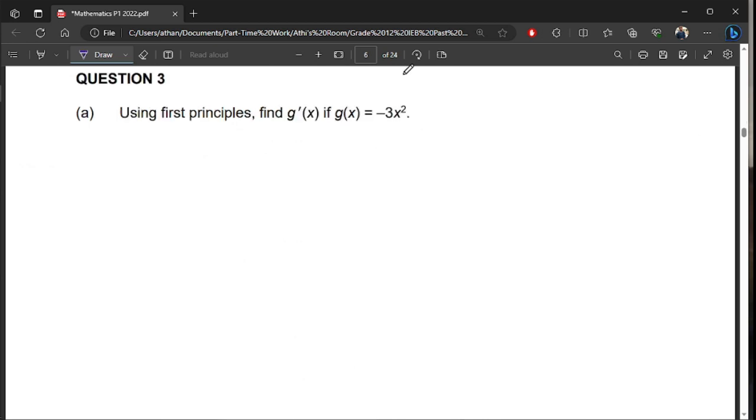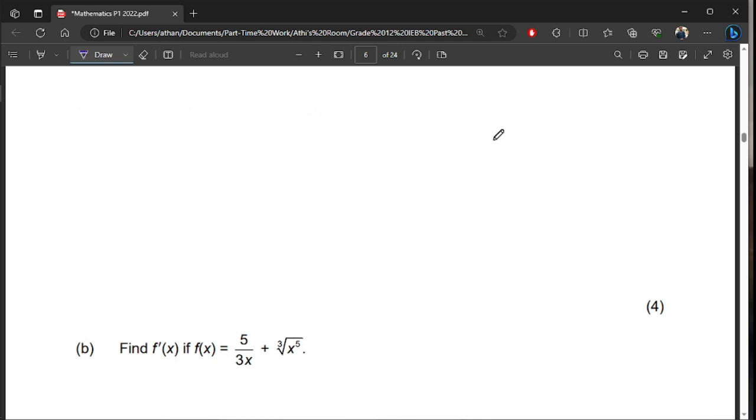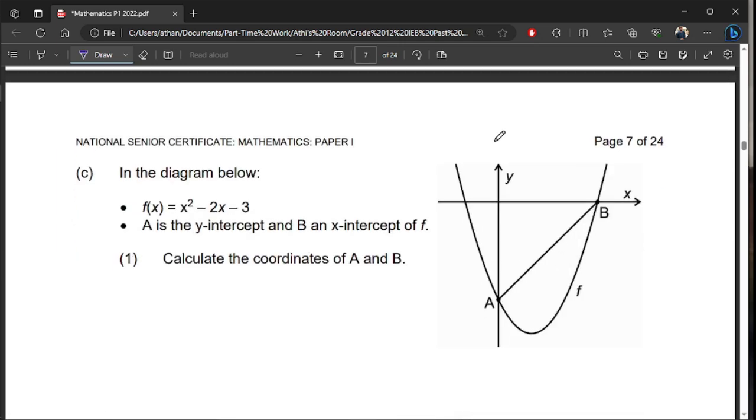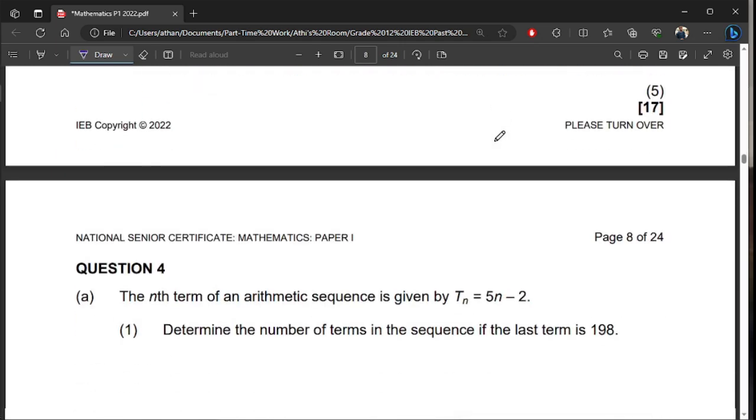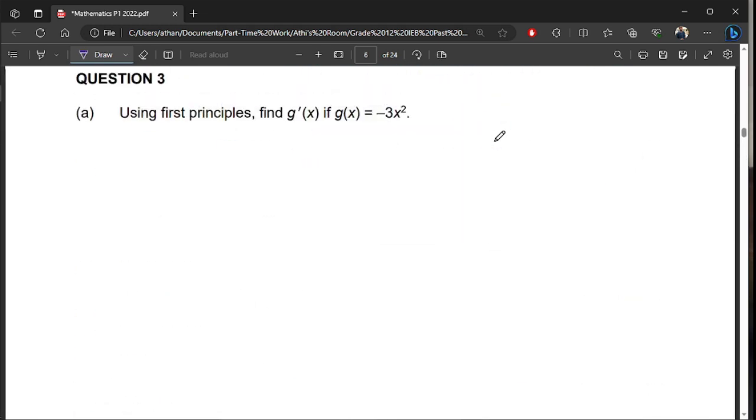Part 2, we will be looking at question 3, and we'll try to answer question 3, first principles, and as you can see, it moves on to derivatives, functions. Yes, we'll take it from there, guys.